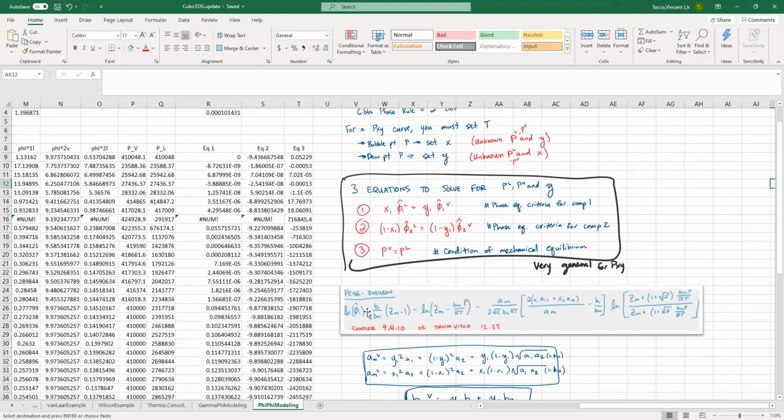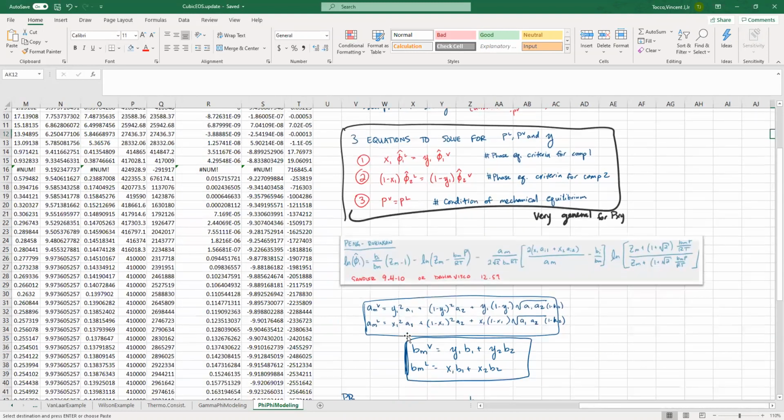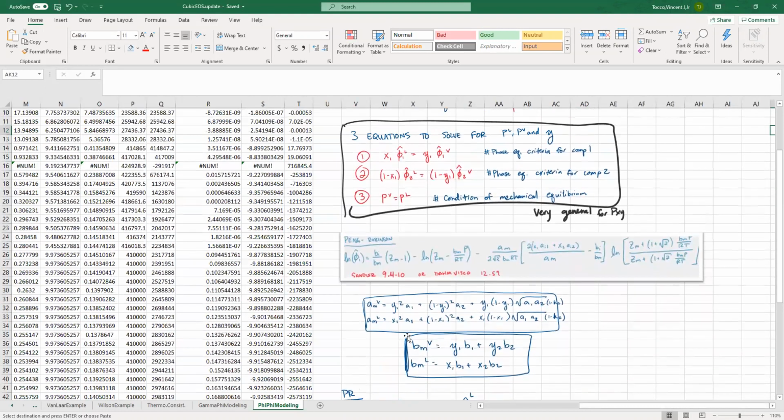These phi's are a function of A and B, which are the Peng-Robinson coefficients, which can be found by the following formulas, which are a function of the pure component Peng-Robinson coefficients, which are themselves functions of the critical temperature, critical pressure, and omega, the acentric factor. So this is again how you find the phi1L, phi1V, phi2L, and phi2V.